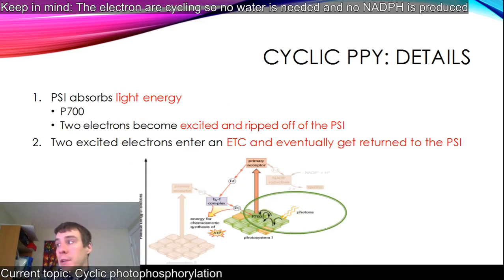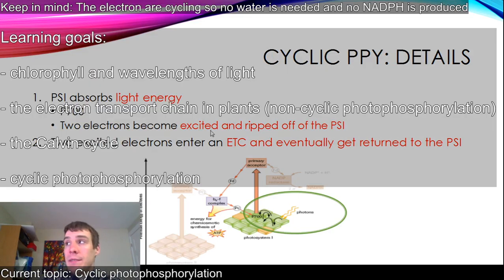Okay, I'm back off pause, and this is the last piece. This is cyclic photophosphorylation. It's a photophosphorylation, so you know it's going to make ATP, but it's cyclic, so it doesn't go to the Calvin cycle. Once again, we've got to watch out for that point of confusion. It's cyclic because, as you can see, the electrons are moving in a cycle. They just keep going around and around and around and around.